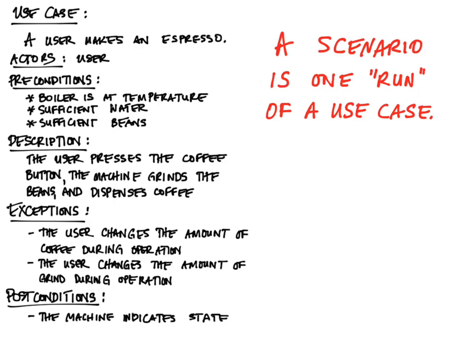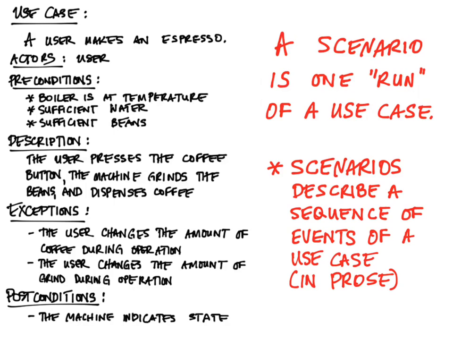So a scenario represents one run of this use case. It doesn't show the logic of what might happen. It just explains what happens in one particular execution of your system. So they describe a sequence of events of a use case, and they do it in prose. There's no special syntax. It's a bullet list of events that happen. But it's important that it lists events that occur and doesn't describe the states of the system.